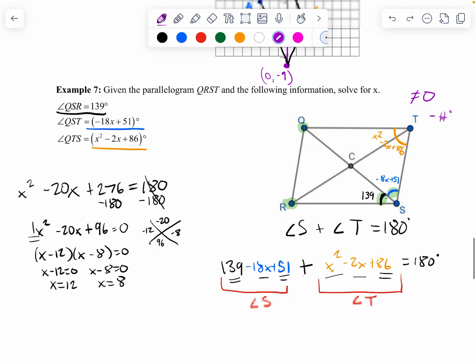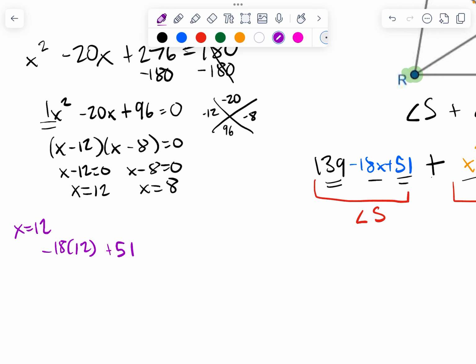So let's try our 12 solution first. 139 is 139, that's not changing anything. So plug it into our second one. Negative 18 times x, which is 12, plus 51. All right, when we get that, we get negative 165. All right, because negative 18, let me double check that calculator. Yes, we get negative 216, right? Negative angle is a problem, which means 12 kicks the bucket. You cannot have that as a solution.